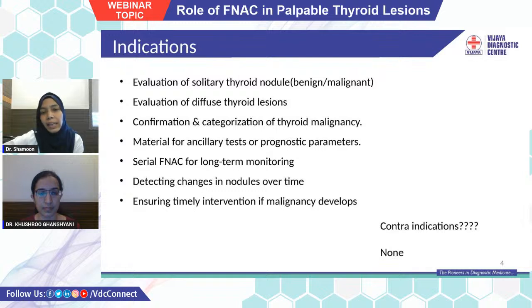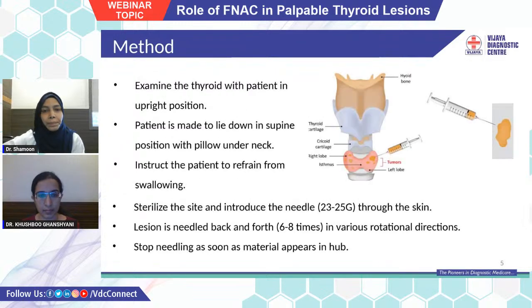Then, what are the indications for thyroid FNAC? It is indicated for the evaluation of solitary thyroid nodule, either benign or malignant, then evaluation of diffuse thyroid lesions, confirmation and categorization of thyroid malignancies. Then it is indicated for obtaining material for ancillary test or prognostic parameters. It could be indicated as serial FNACs for long-term monitoring, detecting changes in nodules over a period of time, and ensuring timely intervention if malignancy develops.